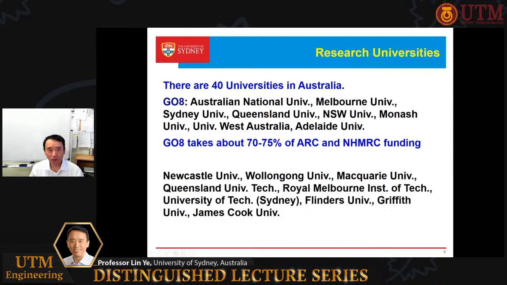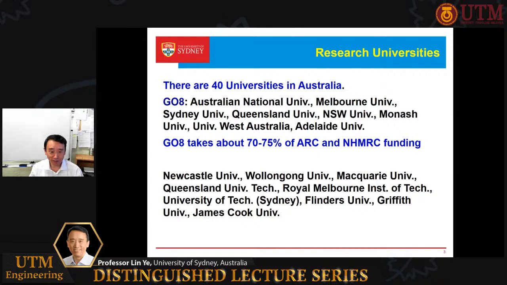The reason we call them the GO8 is that they take about 70 to 75% of the government-supported research funding. One program is the ARC, the Australian Research Council. Another one is the NHMRC, I think this is the National Health and Medical Research Council. So you can see the top eight universities take the majority of the research funding, and the other universities take the rest.